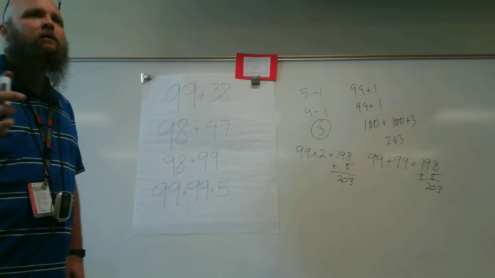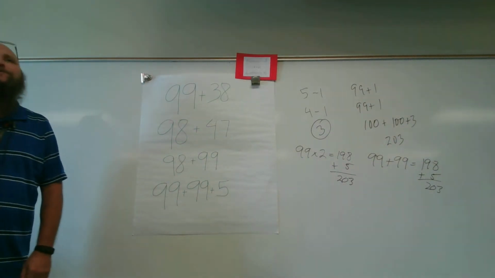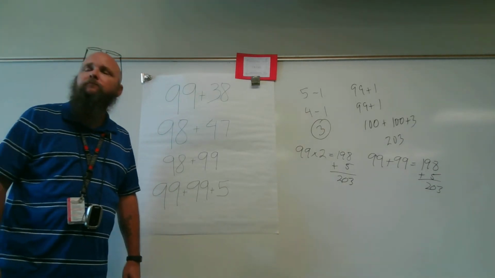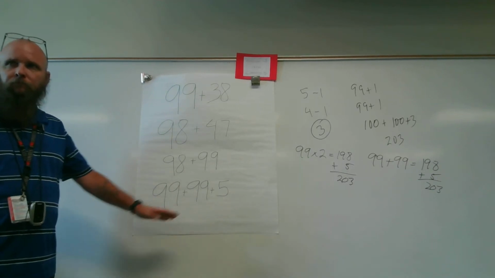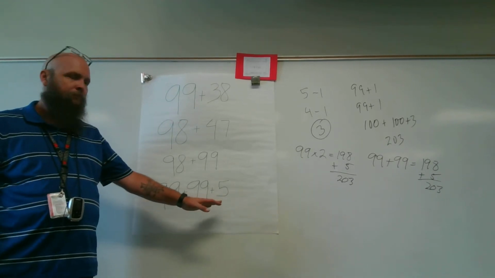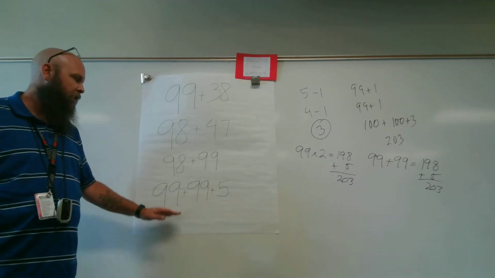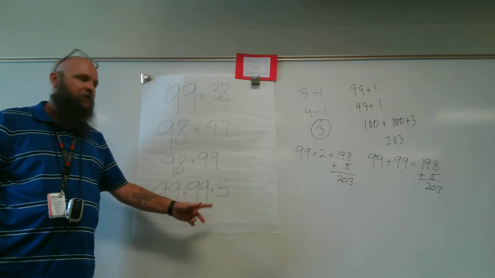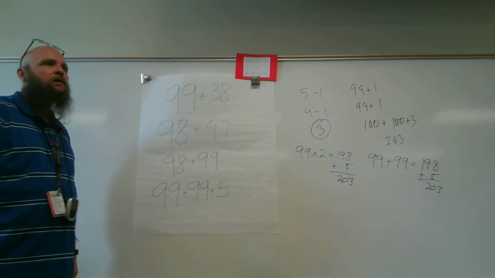Victoria. See, I pointed at you and called on her. I'm so funny. Oh, go ahead, Victoria. What I did was 100 plus 100. Mhm. And then I subtracted. I added 5 and then I subtracted 2. Awesome. 100 plus 100 plus 5, and then subtract the 2 that you had to add here. Good.